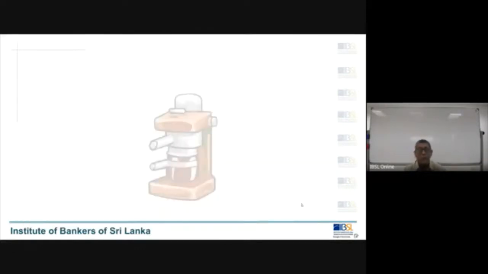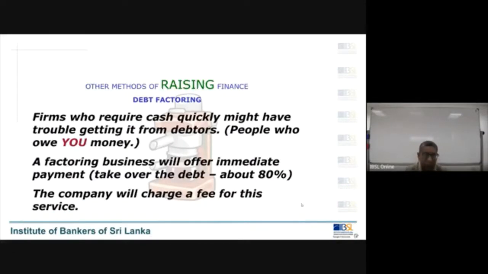And also sometimes you may use other methods to get cash quickly. So if the organization needs money quickly, you can go for debt factoring. This is another method of raising finance, which we call debt factoring. The factoring business will offer immediate payment, taking over the debt, maybe around 80% of the total value, and will also charge a fee for these services, and the balance 20% they keep as a margin.